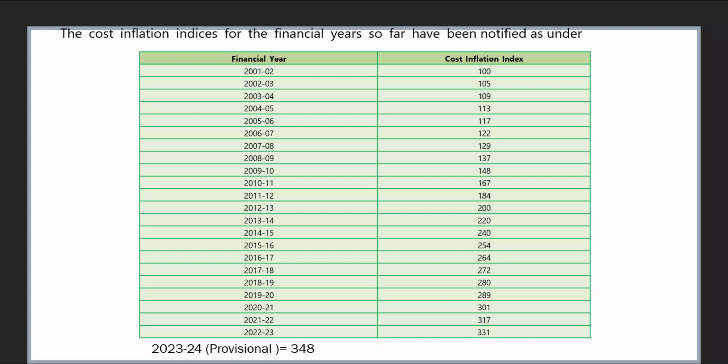I will come to examples so you'll understand. If I bought around 15-16 and sold now, then it will be 331 divided by 254 for 15-16, multiplied by the cost of purchase. This is across the board for all the states, for the whole of India. If you bought something and sell after 15 years, calculate the cost on that, and whatever the difference, you pay tax on it. Examples will come, so many that you will be able to answer yourself.